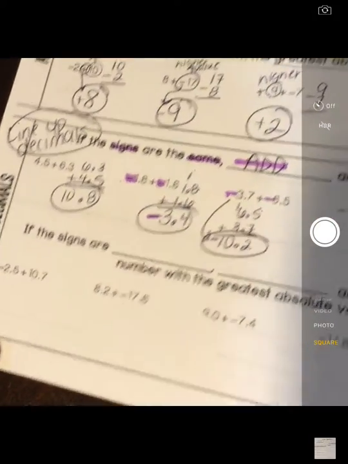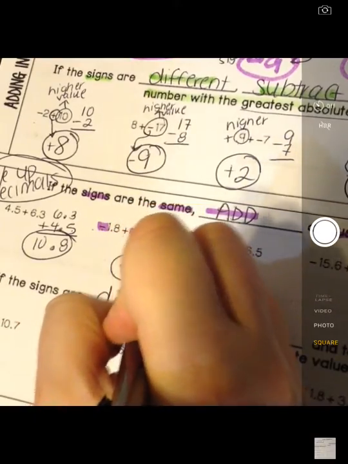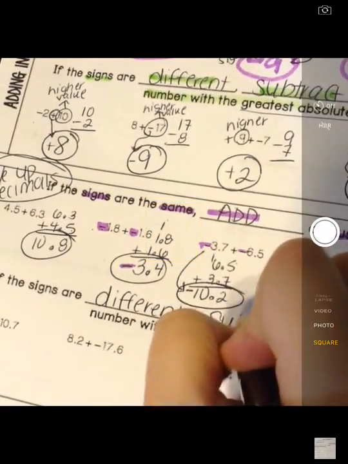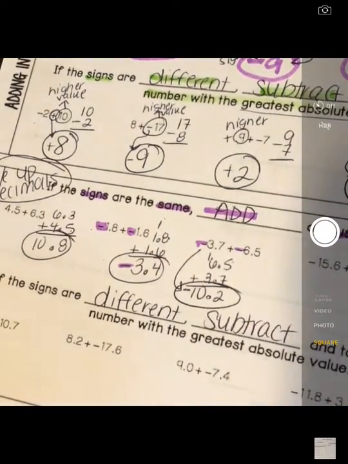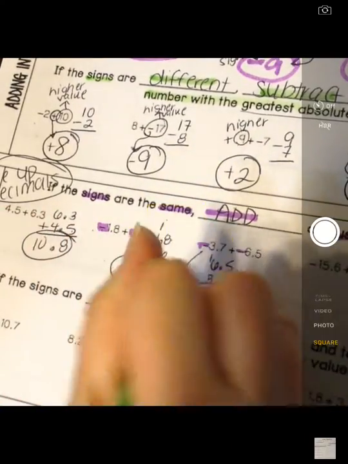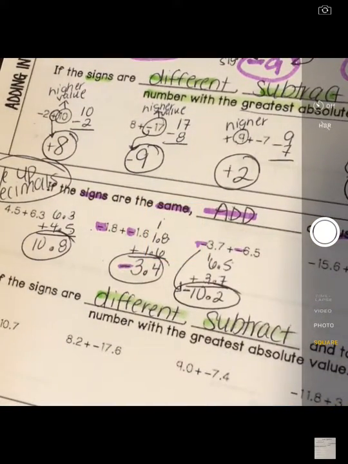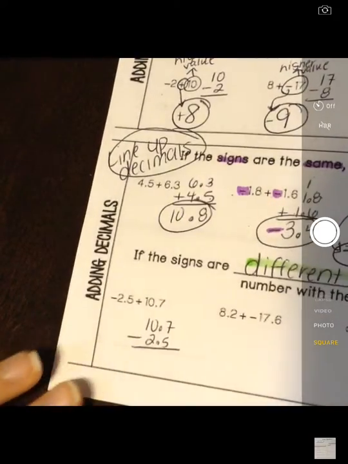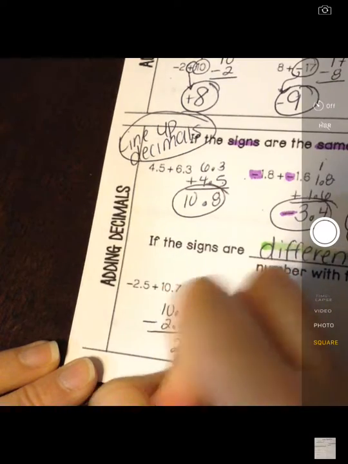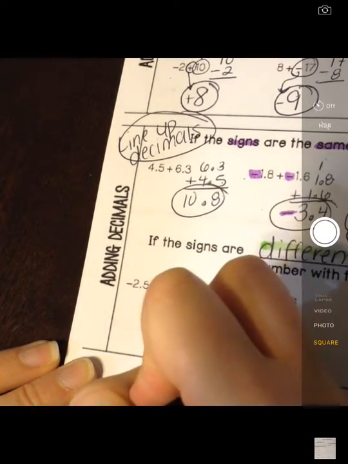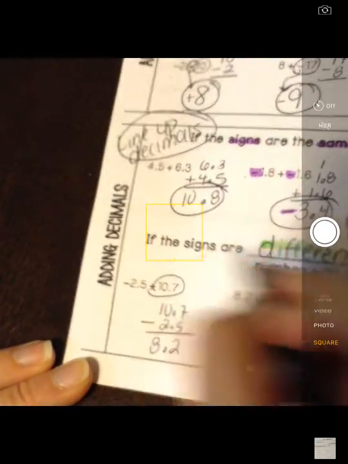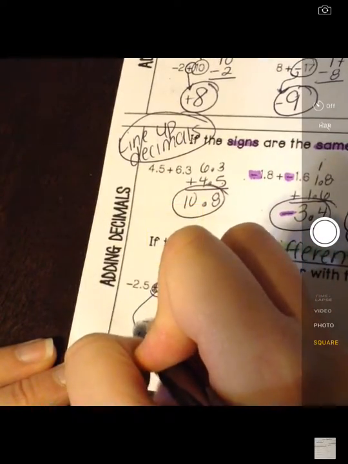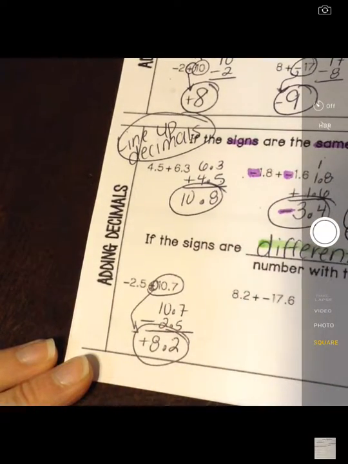I'm going to skip to here. If the signs are different, just like above, you will subtract. So in the first one, they are different. 7 minus 5 is 2. Drop my point. 10 minus 2 is 8. 10 was the higher absolute, and it had a positive sign with it. This will be +8.2.